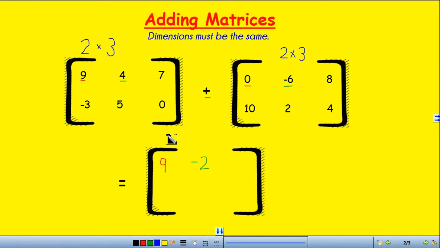Our next number is 7, located in the first row. It is our last number in that first row, and it's also located in our third column on top. 7 corresponds with the number 8. So I'm going to add 7 plus 8, which gives me 15.